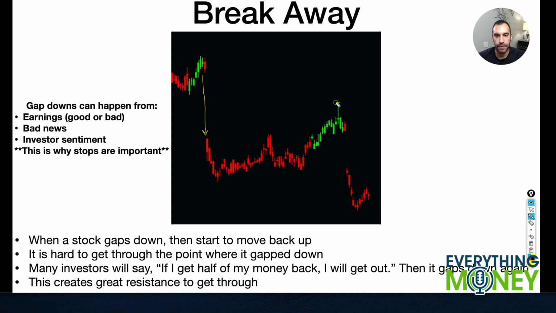You get about 50% of the way back to where it was before it fell, and boom, it drops on you again. Why does that happen? People that were in it up here are saying, if I can just get half of my money back, this was probably a 2 or 3 month period that they were losing. If I could just get 50% of my money back and not be at 100% loss, be at a 50% loss, I'll take it and I'll run. So they get to about 50% of their previous high, and boom, the stock price drops again because all the money starts flowing out of the stock.